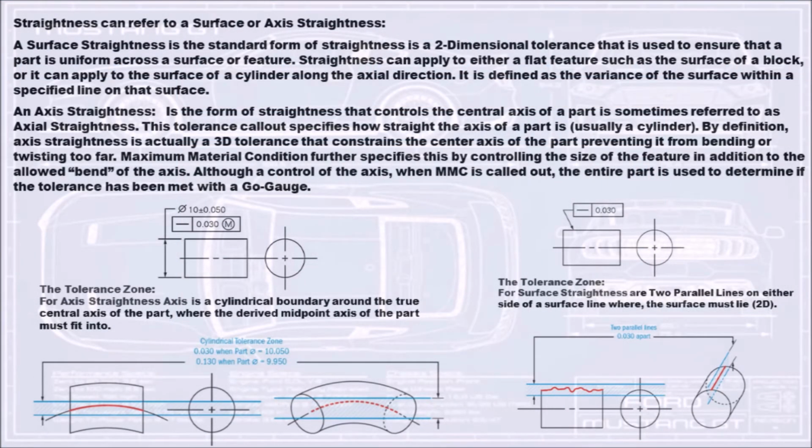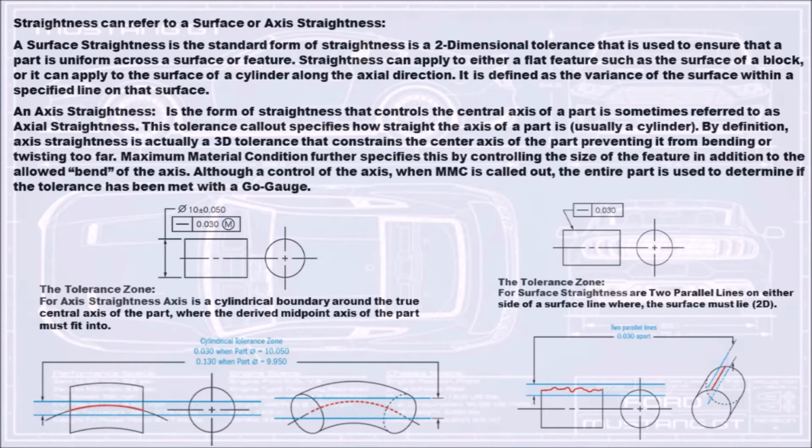Straightness can refer to surface or axis straightness. Surface straightness is the standard form of straightness, a two-dimensional tolerance that is used to ensure that a part is uniform across a surface or feature. Straightness can apply to either a flat feature such as the surface of a block, or it can apply to the surface of a cylinder along the axial direction. It is defined as the variance of the surface within a specified line on that surface. The tolerance zone for surface straightness is two parallel lines on either side of a surface line where the surface must lie, as shown below.